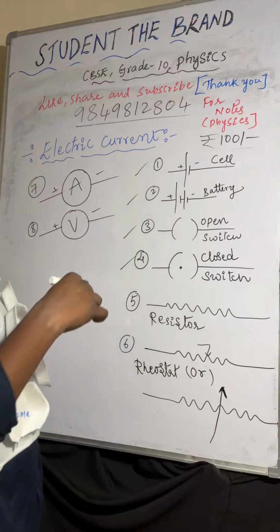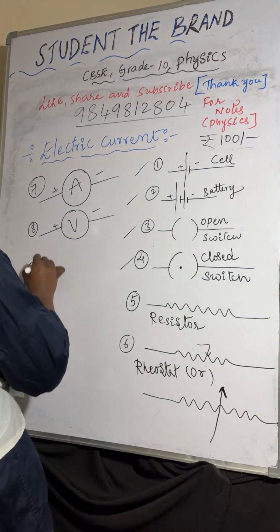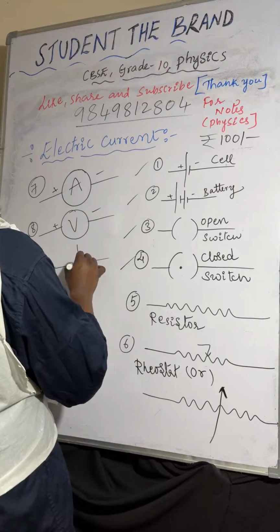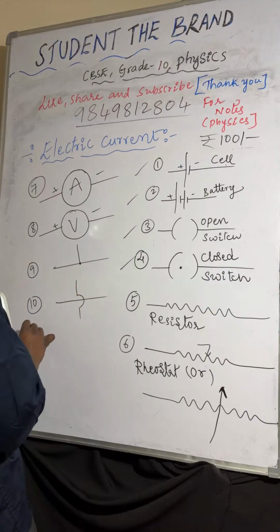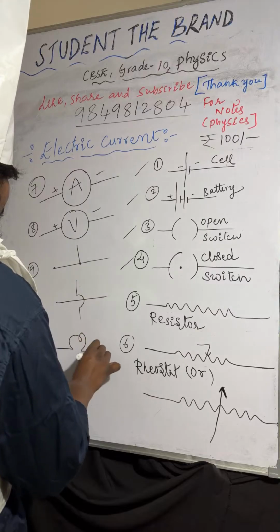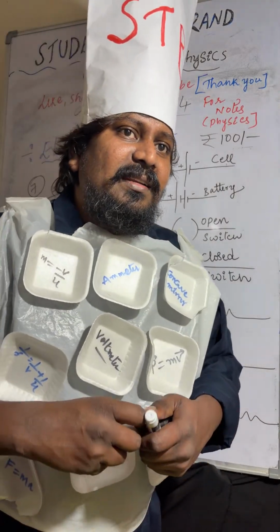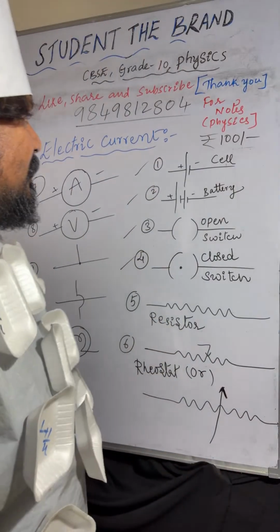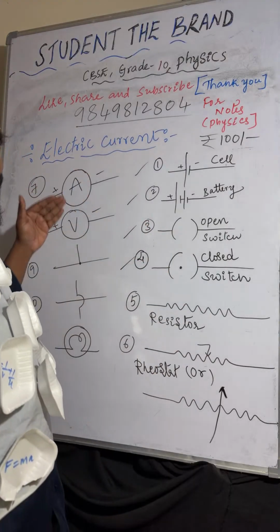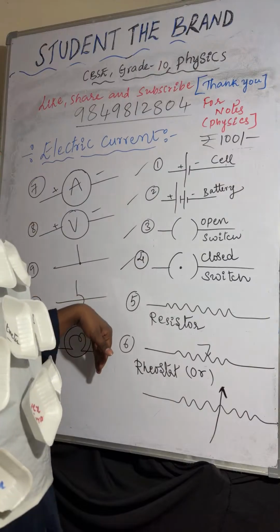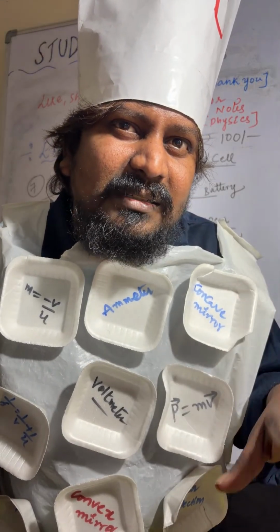Ammeter is a device which is used to measure the electric current. Voltmeter is a device which is used to measure the potential difference. Wire joining. Next, wire crossing. Next, the 11th one is bulb. So these are electrical elements: cell, battery, open switch, close switch, resistor, rheostat, ammeter, voltmeter, wire joining, wire crossing. These are electrical elements.